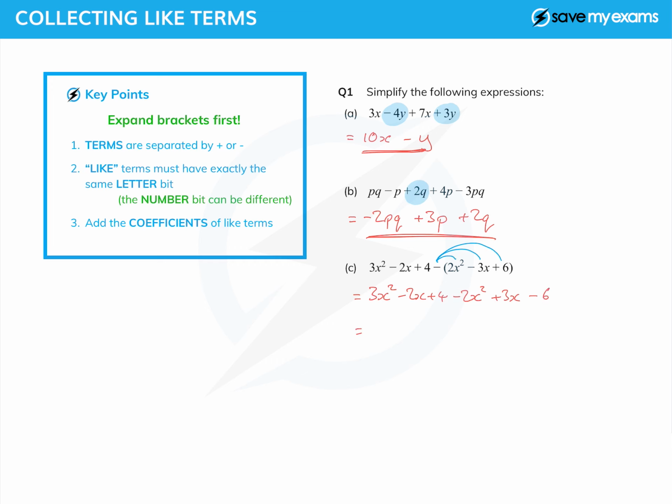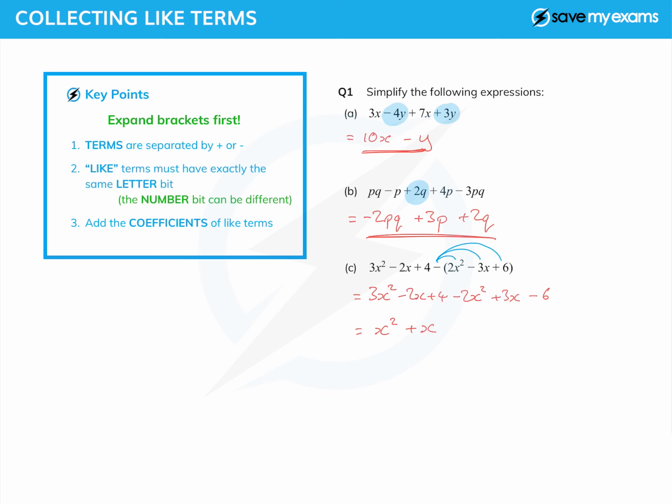And now I can go about collecting my like terms. I've got x squareds. 3x squared minus 2x squared is 1x squared, but we don't normally put the 1 in. And then what about the x's? I've got minus 2x plus 3x, and minus 2 plus 3 is again 1, so that's plus x.